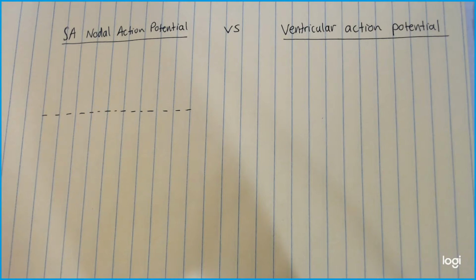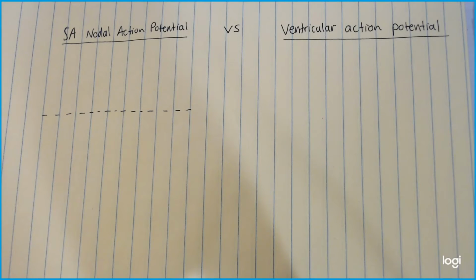Alright, so in this video, we're going to talk about the difference between a nodal and a ventricular action potential in the heart. So we have the SA node and the AV node, and they're going to have different channels opening at different times compared to the ventricles. And this is because the nodes are the pacemaker cells of the heart.